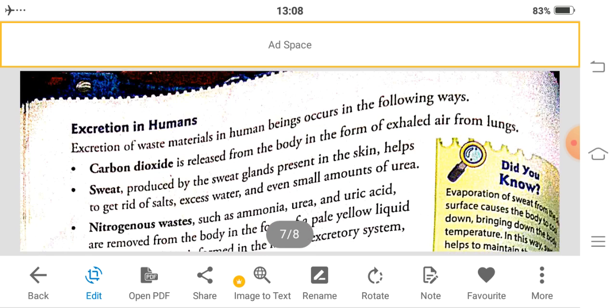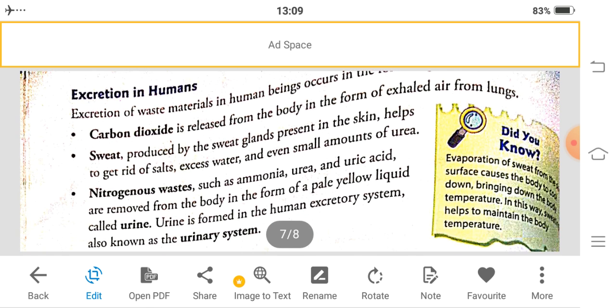First of all, what are the various waste materials which are removed from the human body? The various waste materials removed from the human body are carbon dioxide, sweat and nitrogenous waste. One by one we are going to see each of them.